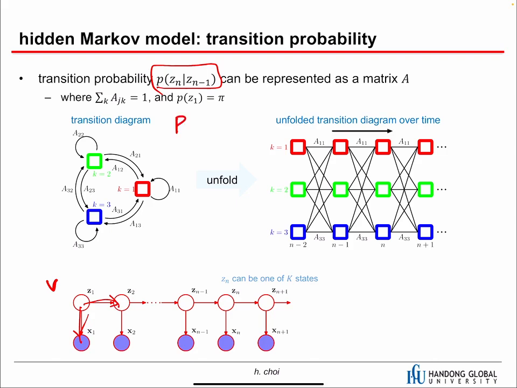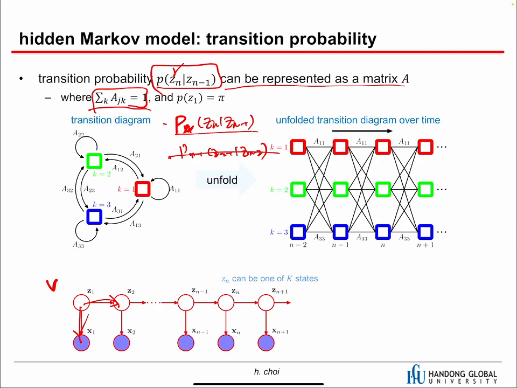Okay, so we don't have to have a P of Zn given Zn minus 1 and P of Zn minus 1 given Zn minus 2. We don't have to have a different probability for a different time step. It's homogeneous, so we don't need this subscript. So we are interested in just the P of Zn given Zn minus 1. And since these are discrete, this can be represented as a matrix A. And then obviously it should be a probability. So this sum should be 1.